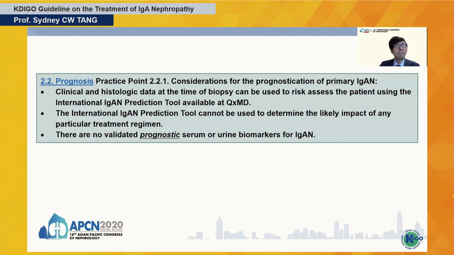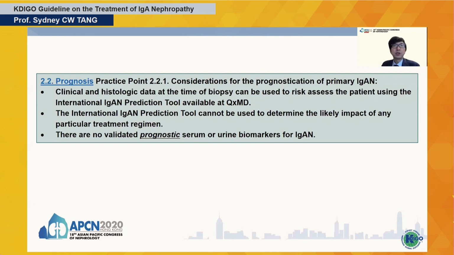So of course, the next practice point on the guideline will be on prognosis. And practice point 2.2.1 will be the considerations for prognostication of primary IgAN using clinical and histologic data at the time of biopsy to assess the patient's risk of progression using the International IgAN Prediction Tool.